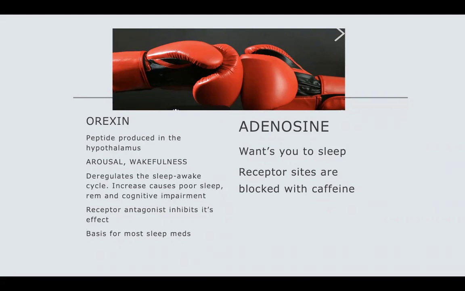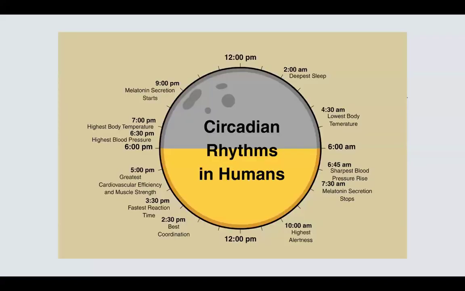And some of the orexin receptor antagonists are the things that we see in most of our sleep medicines. They stop orexin. So these two peptides are fighting each other all the time, a lot depending upon what we're taking internally and a lot depending upon how we're acting. It all comes down to what we call circadian rhythm in humans.